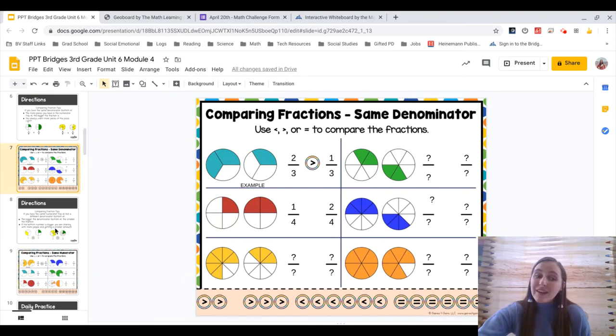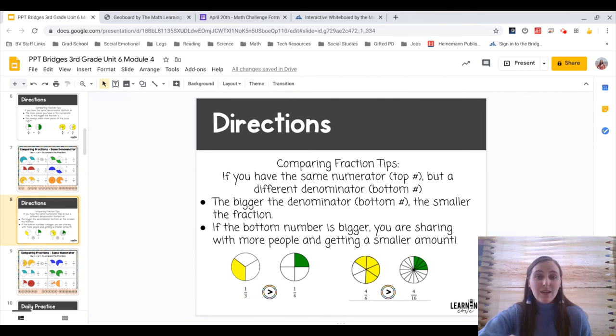Now you're probably thinking, what if the bottom number isn't the same? Then what do you do? Well, if you have the same numerator or the same top number, but a different bottom number like we do here, both of these are one piece out of the whole, but the whole is not the same. This whole is split into 3 and this whole is split into 4. Would I rather share with 3 friends or would I rather share with 4 friends? The more people I have to share with, the less I get for myself, the smaller my piece is going to be.